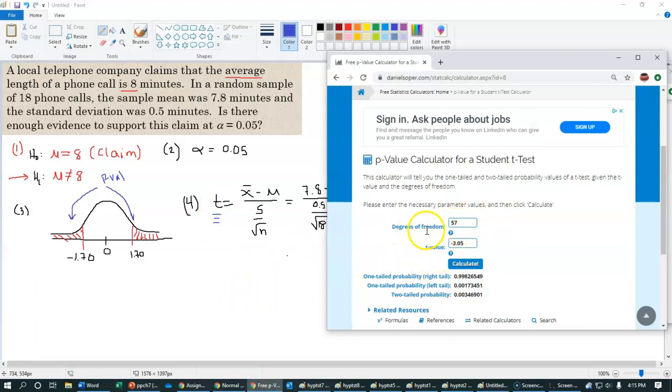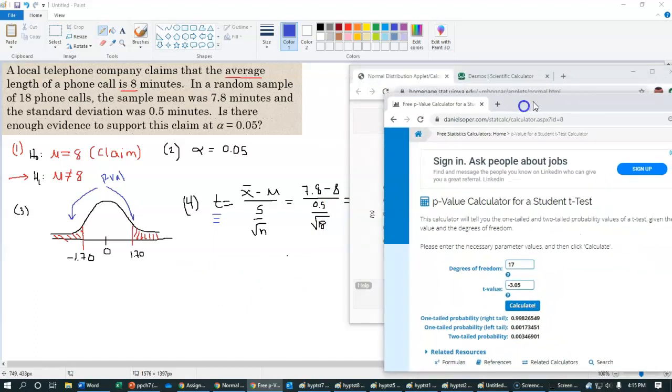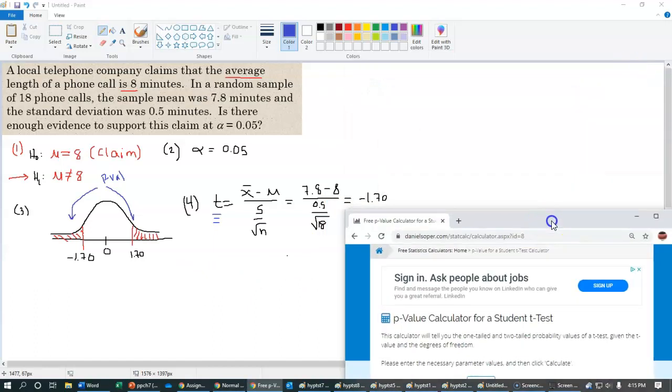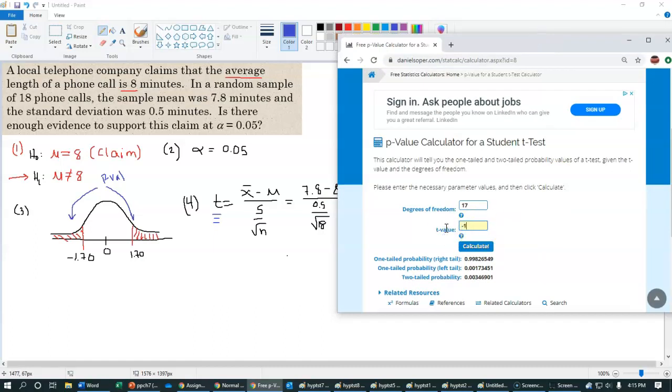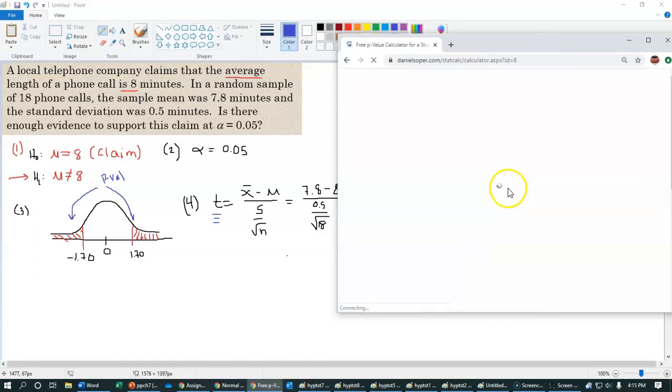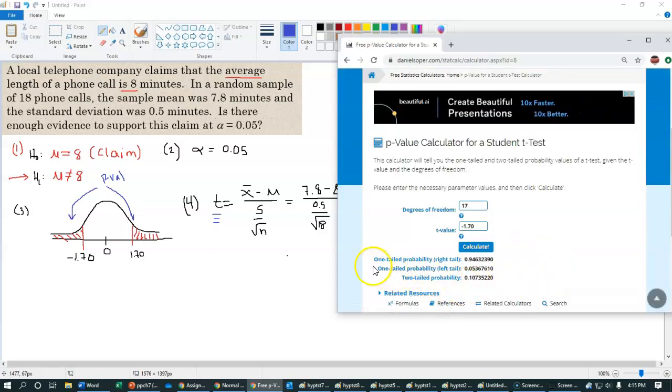All right. So the first thing I need is my degrees of freedom. What is the degrees of freedom? The sample size minus 1. So if my sample size is 18, minus 1, this will be 17. The next thing I need is the t-value. And what's my t-value? That's what we got in step 4. Let me minimize this. In step 4, I got negative 1.70. That's what I'm going to type here, negative 1.70. Hit calculate. And you're going to get 3 answers. You have 2 answers that are one tail. If you shaded the right tail, it will be this answer. If you shaded only the left tail, that will be this answer. But in my case, I shaded both tails, so it will be my last one here.